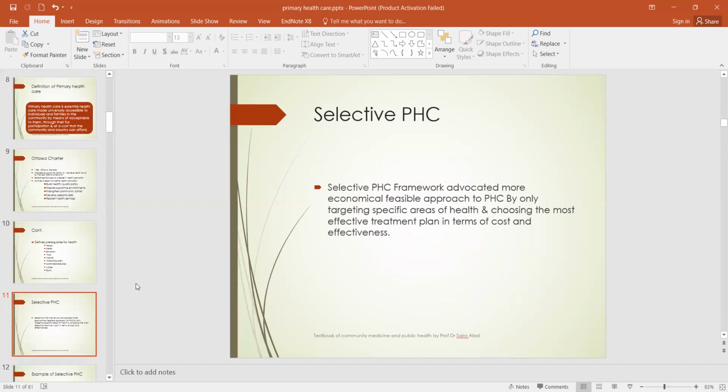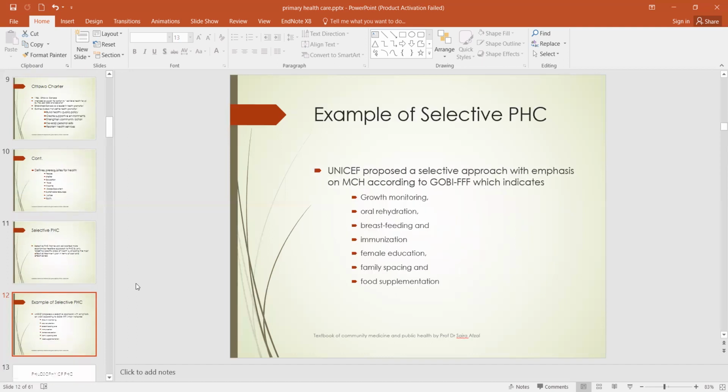Now, what is selective primary healthcare? The selective primary healthcare framework advocated a more economically feasible approach to primary healthcare by only targeting specific areas of health and choosing the most effective treatment plan in terms of cost and effectiveness. UNICEF proposed a selective approach with emphasis on maternal and child health according to GOBI and Triple F, which indicates growth monitoring, oral rehydration, breastfeeding, and immunization. And Triple F stands for female education, family spacing, and food supplementation.